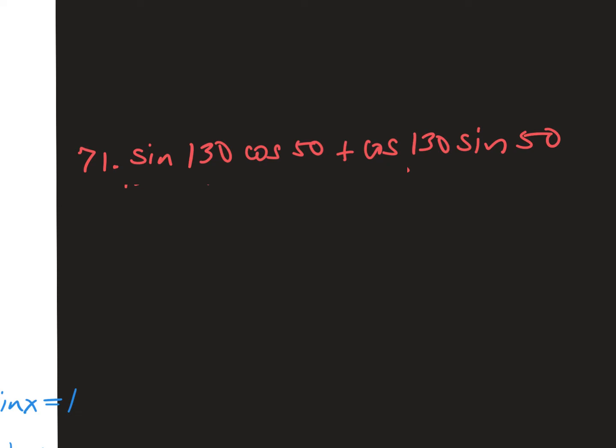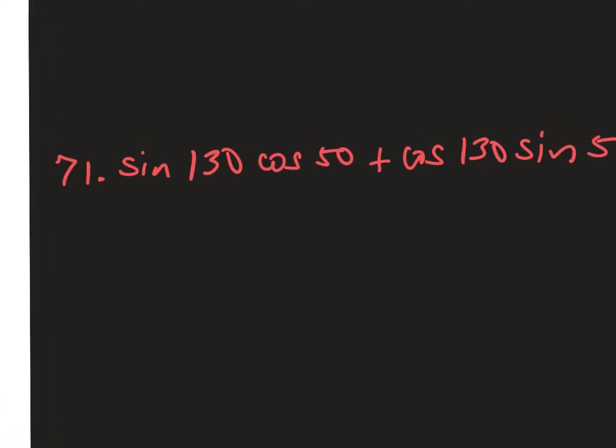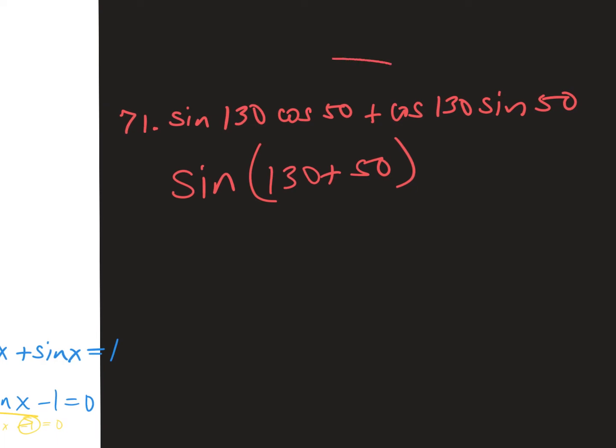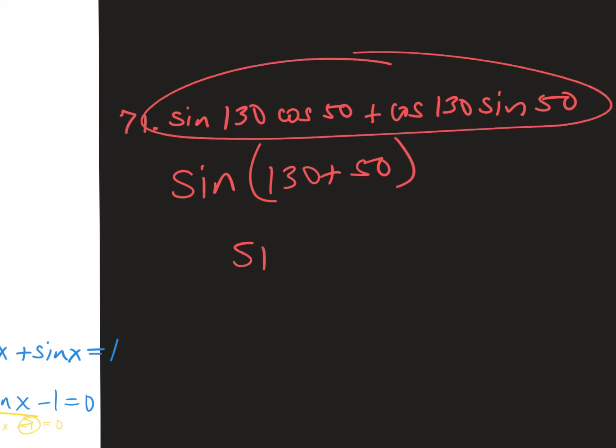Which formula of your sum of difference identities goes sine, cosine plus cosine, sine? Is it sine, cosine, or tangent? It's the sine. And what are you doing, Becky, with the two angles? Are you adding them or subtracting them? So this would be 130 plus 50. So to write this as one single trig function, this formula is the same thing as saying the sine of 180. That's writing it as one single trig function.